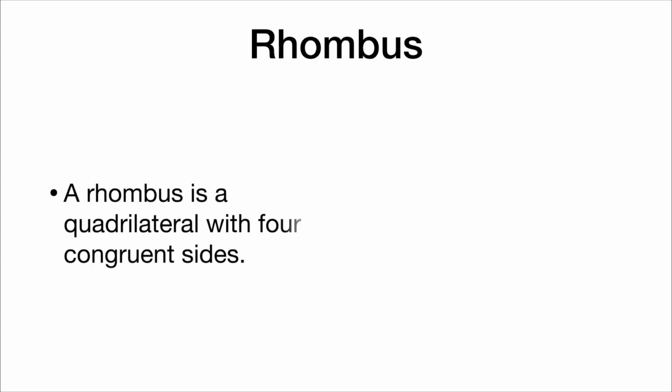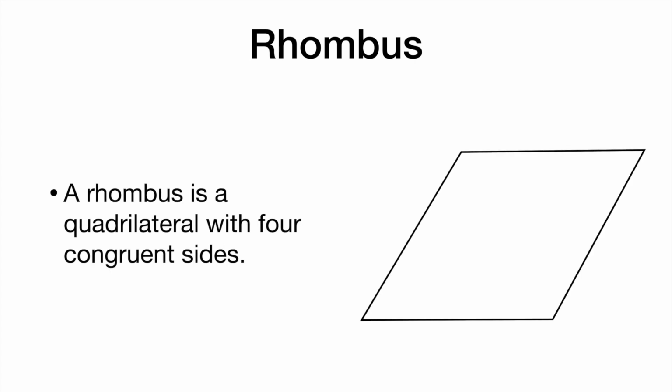Now let's talk about a rhombus. What is a rhombus, you might ask? Well, a rhombus is a quadrilateral with 4 congruent sides. All rhombuses are, of course, going to still be parallelograms, but like I said, the major thing with this one is that all of these sides are congruent.